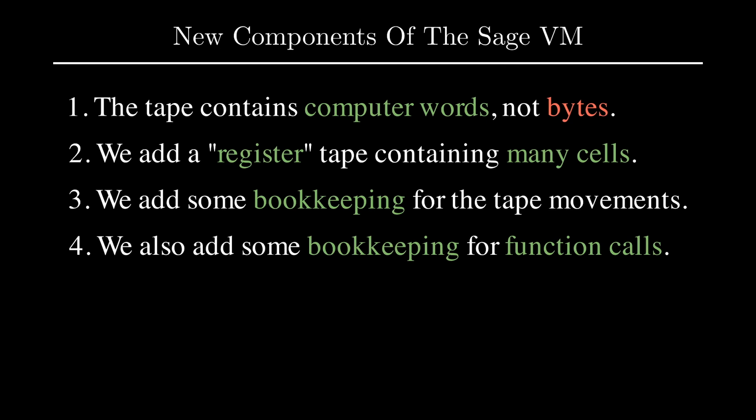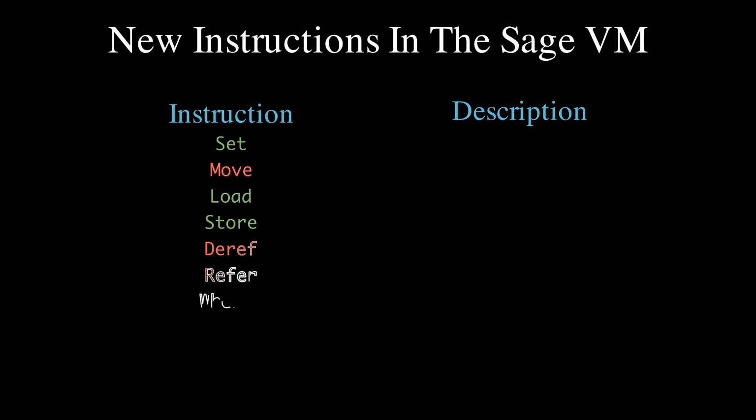It functions as the caveman's short-term memory, allowing him to hold these temporary values while he's working on a larger problem. Third, we add a lobe to his brain for bookkeeping his movements around the main list of numbers. It allows him to quickly leap around the tape without losing his place. Finally, we add some bookkeeping for function calls, so the caveman doesn't forget where he was when he jumps to a new subroutine.